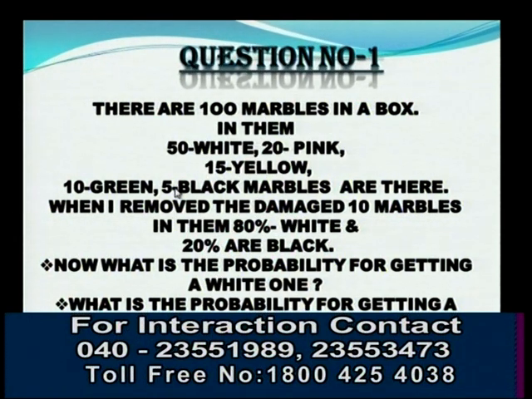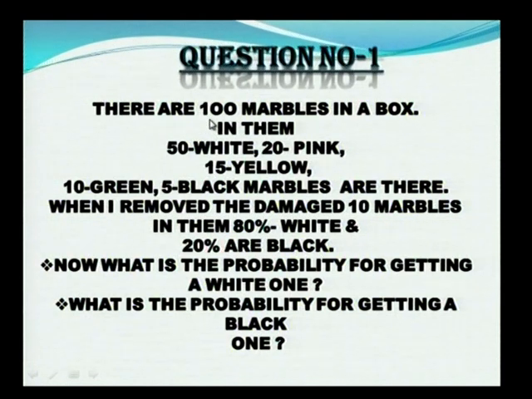Now, what is the total number of outcomes here? 90, because we have removed the 10 damaged marbles. So, 100 minus 10 equals 90. So, for getting white, 42 by 90 is the probability, and for getting black, 3 by 90 is the probability.